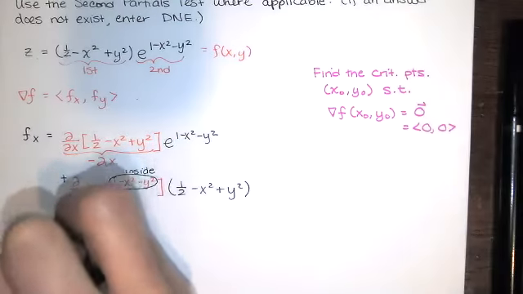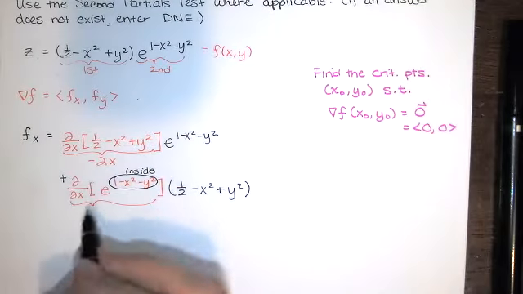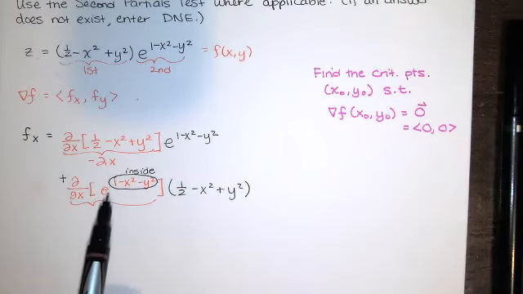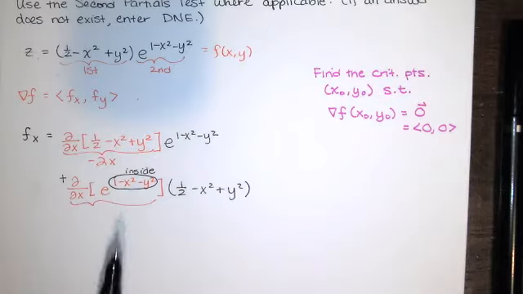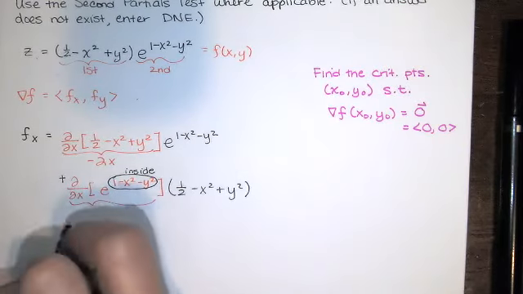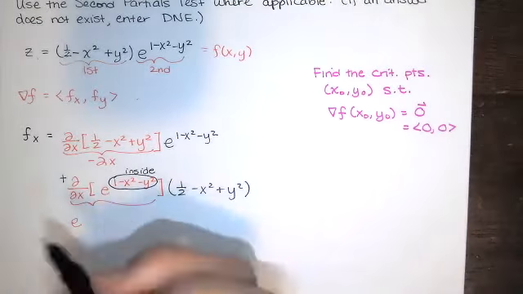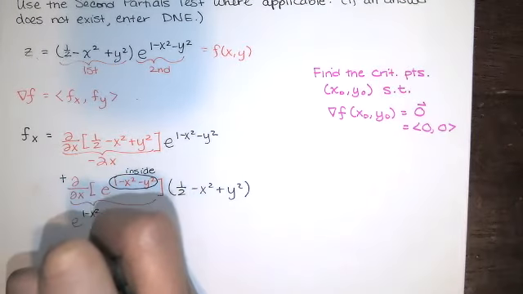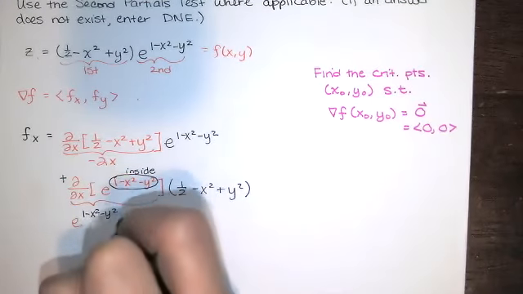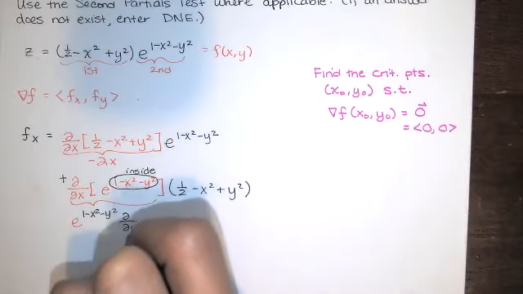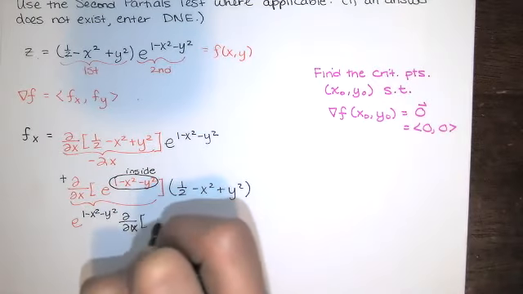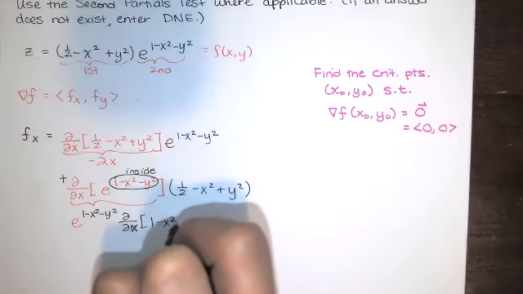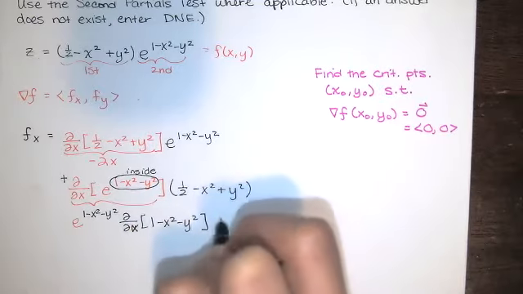So we've got here the derivative of the outside, according to the chain rule, derivative of the outside evaluated at the inside times the derivative of the inside. The derivative of e to some power is e to that power. And then we're multiplying by the derivative of the inside with respect to x, treating y as a constant, by the chain rule.